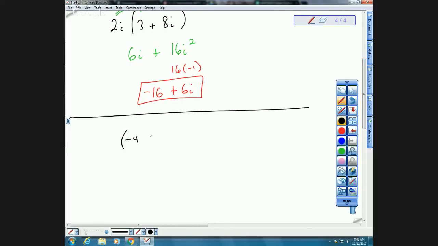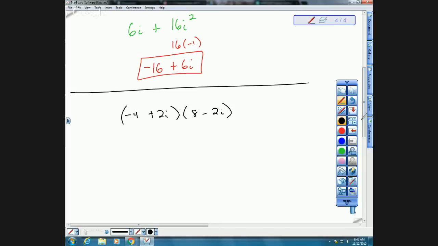All right, so he asked about FOIL. FOIL still applies on these just fine. They have one complex number times another complex number. So -4 times 8 would be -32. -4 times -2i would be +8i. -2i times 8 would be 16i. And 2i times -2i would be -4i squared.